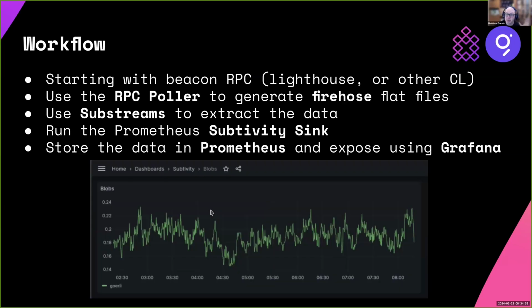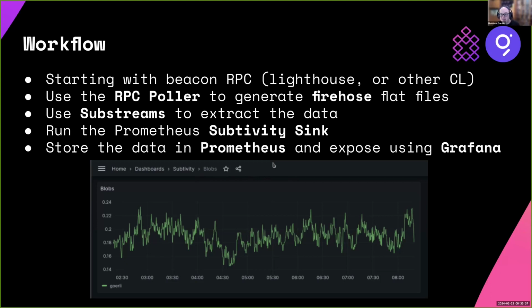Here's a quick example that we built just to show that the whole stack works together. We started with our beacon chain. In our case, we're using Lighthouse, but any other consensus layer client should work. They all should have the same API, but we only tested Lighthouse. We're using the Streamingfast RPC poller technology, so we've built a Firehose beacon implementation of that RPC poller, and it will generate the flat files. Then we're using Substreams to extract the data. We have a few Substreams that we built. And then we're running the Prometheus Substreams sink, so we're taking the data from the Substreams and making it available as a Prometheus exporter.